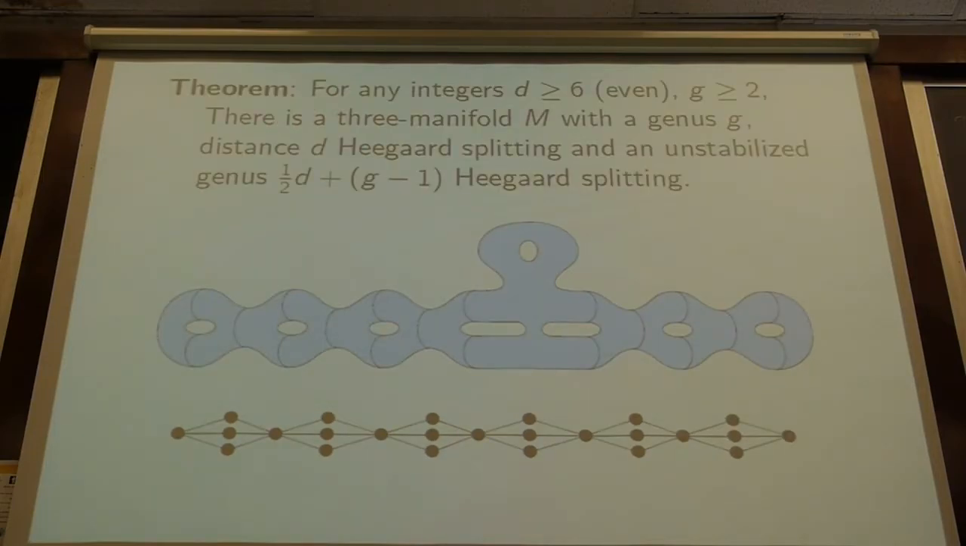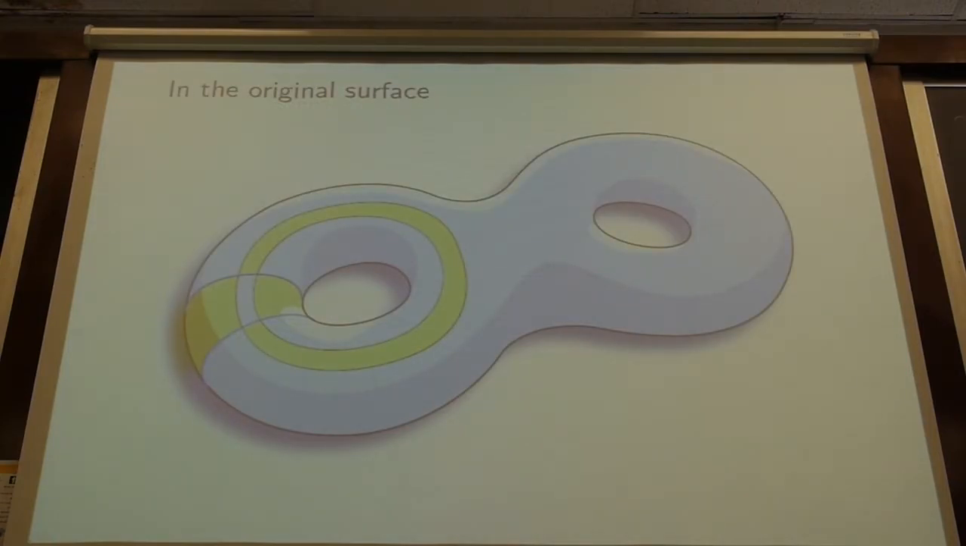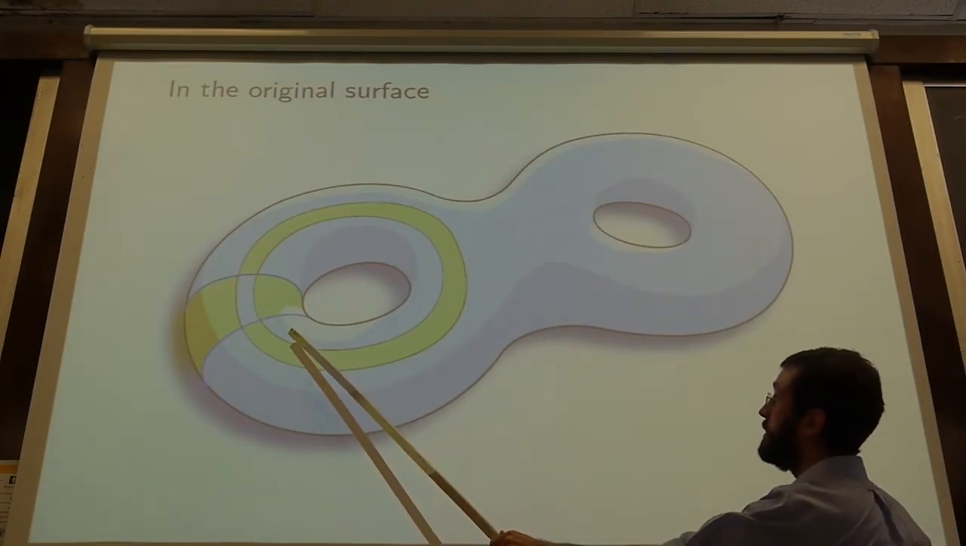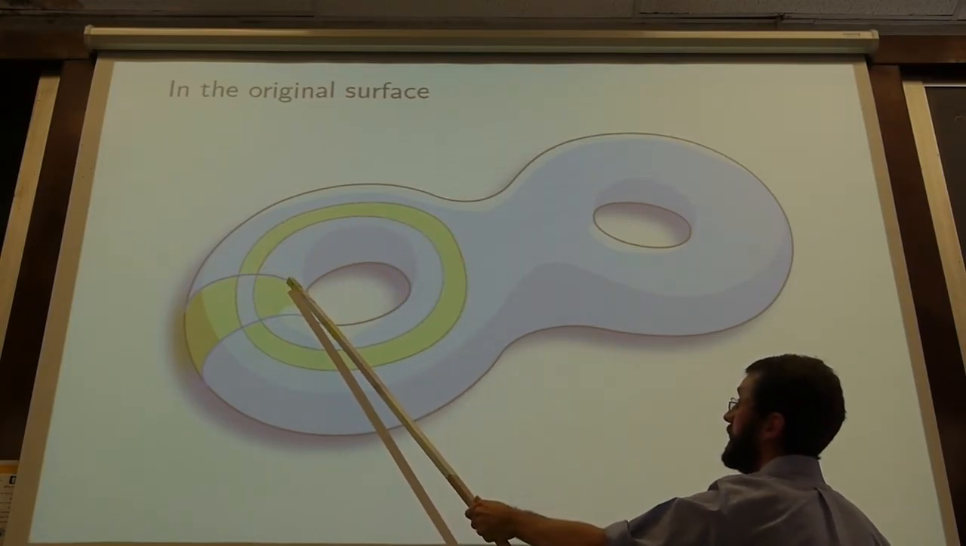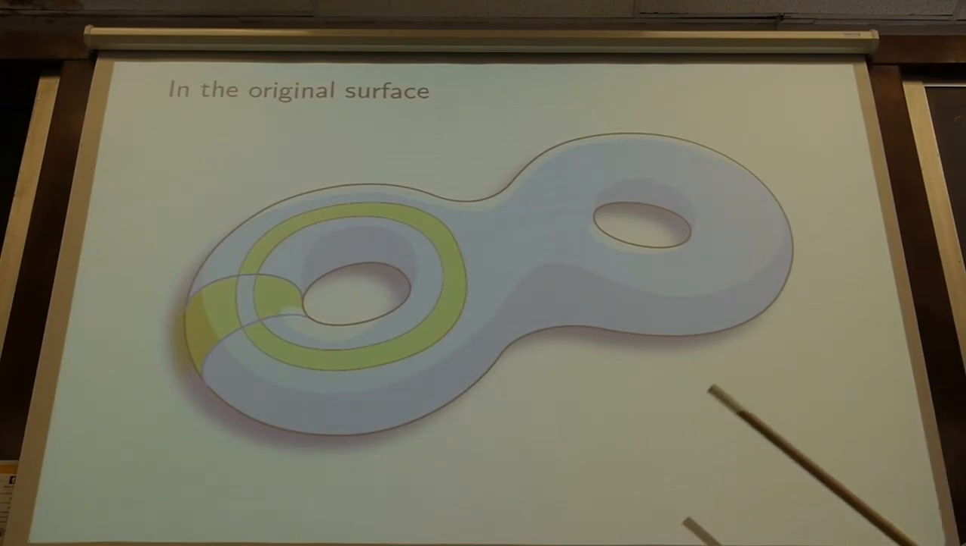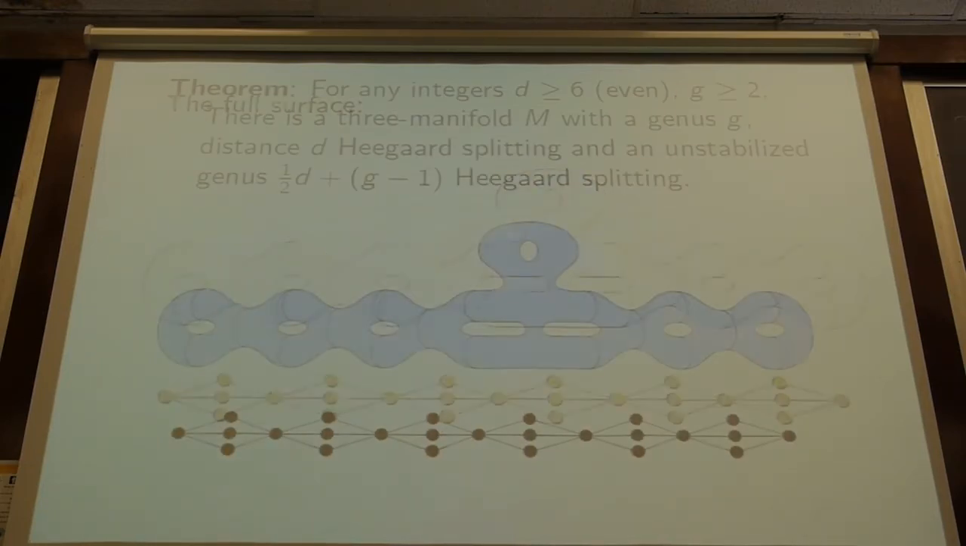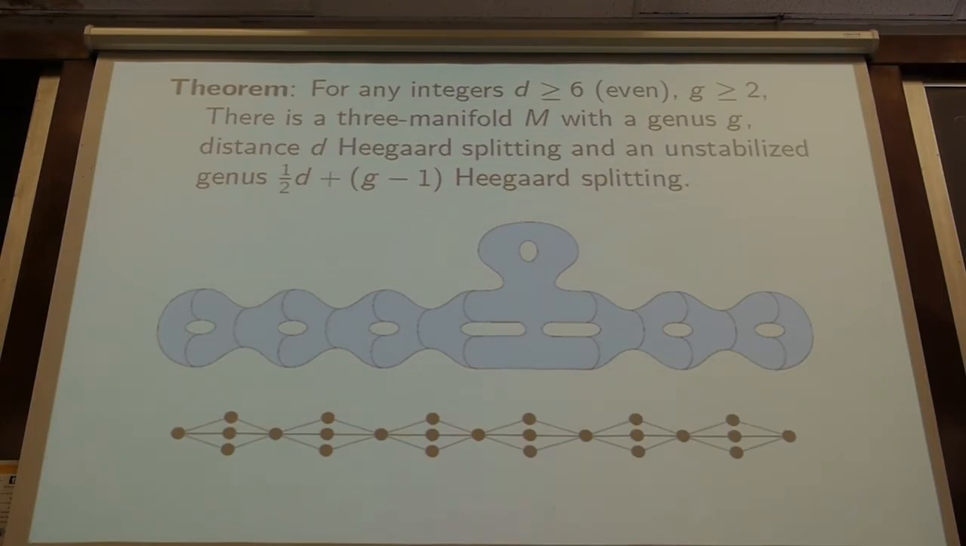Oh, let me just say one more thing. We had the surface above, which was incompressible. It turns out incompressible surfaces cut handlebodies into handlebodies. So we have two handlebodies above, two handlebodies below. Two of them meet along this green disk, and the other two meet along this other green disk. When you glue handlebodies along disks, you get handlebodies. So that means our four handlebodies get glued together into two handlebodies that bound the surface here. And with a little more work, you can show that this is unstabilized, and its genus is half the distance plus g minus 1.